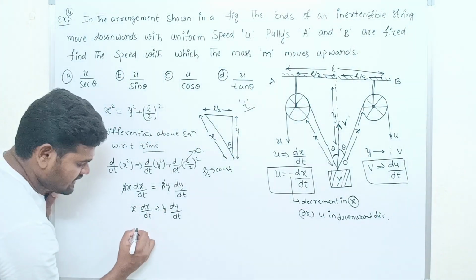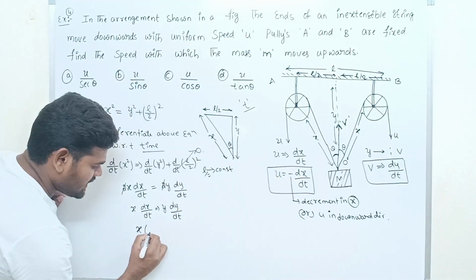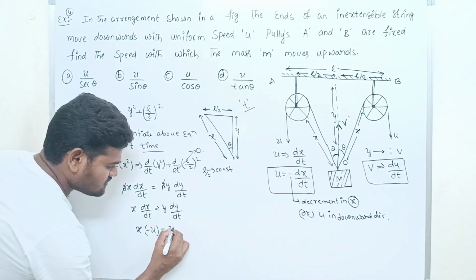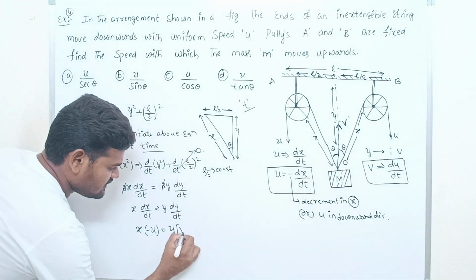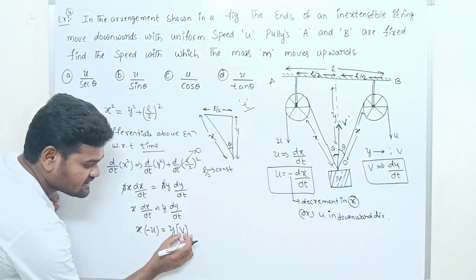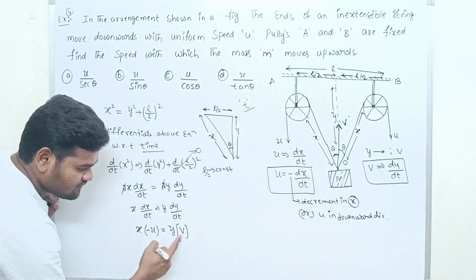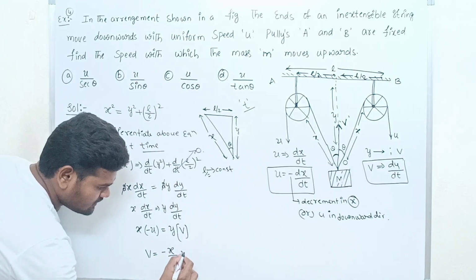Just substitute here. x is equal to what? dx by dt is nothing but minus u. That is equal to x by y into dy by dt. So dy by dt is nothing but v. So v is the final velocity of the object when it is moving in the upward direction, and we have to find v. So v is equal to minus x by y into u.